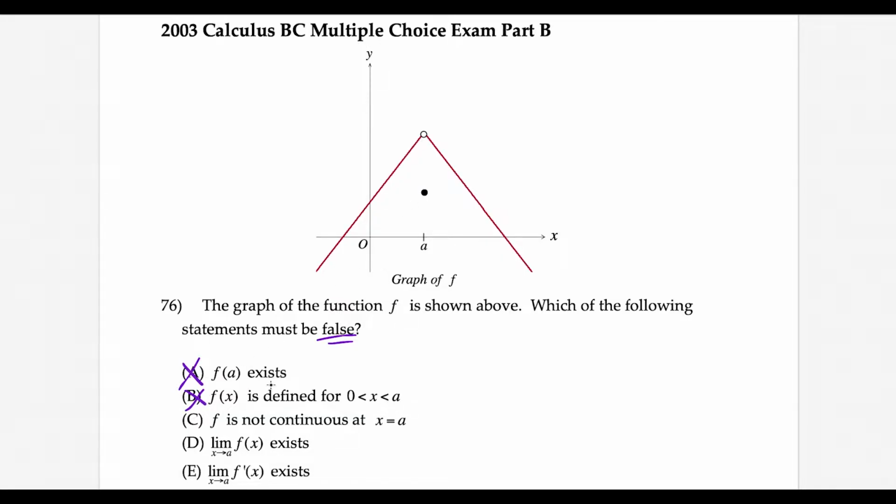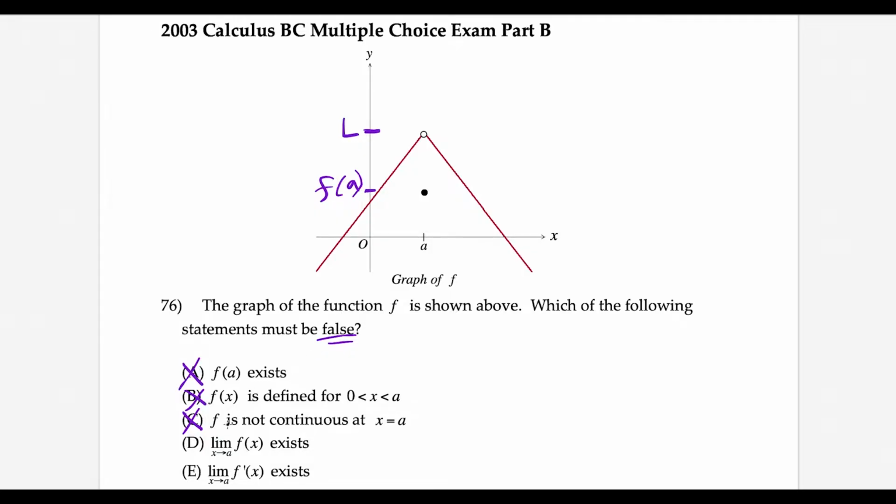And if we look, f is not continuous at x equals a. That's a true statement because f has a removable discontinuity. The limit exists at a, however, it's not equal to the function value. So if this is L, down here would be f of a, and you can see the limit and the function value are at different heights. So that's true, so it's not our answer.